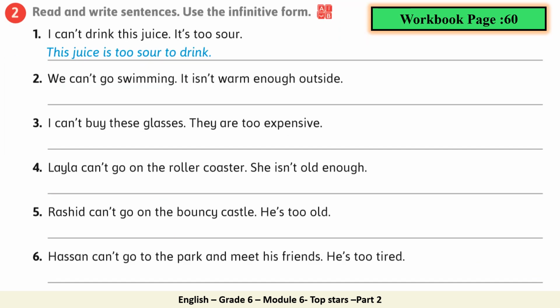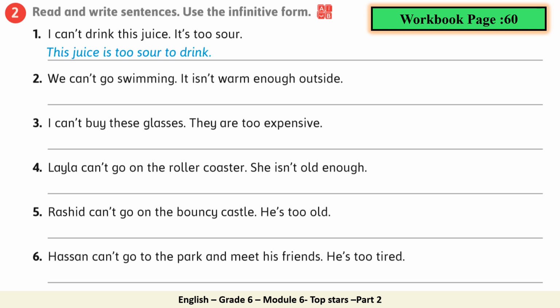In your workbook, page 60, we have exercise number 2. Read and write sentences. Use the infinitive form. Okay, here we want to use the infinitive form. How? Look at this sentence number 1. I can't drink this juice. It is too sour. This juice is too sour to drink. The infinitive form is to drink. Okay? This is the infinitive form. So we want to rewrite each sentence with similar meaning using the infinitive form. It's easy.